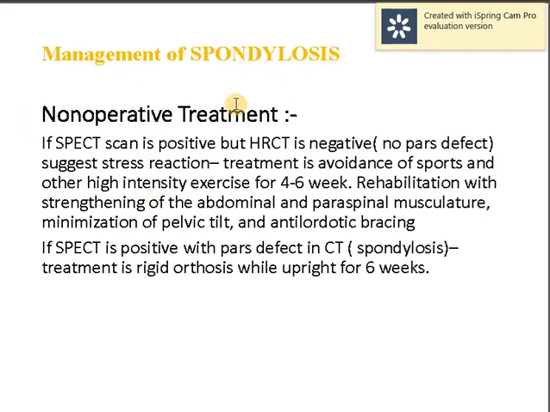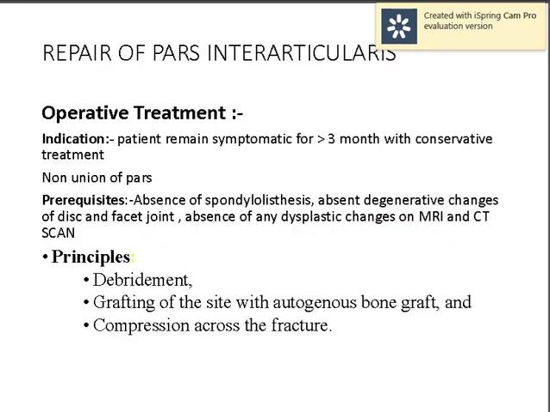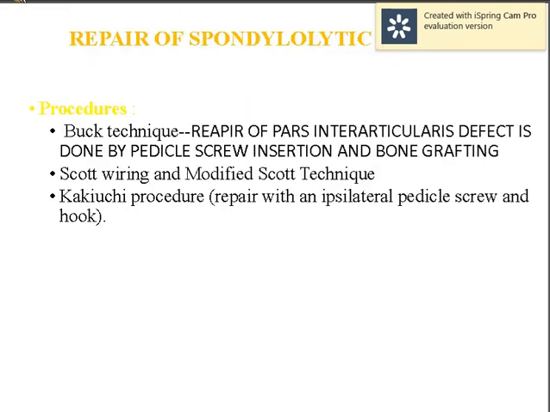So this is the non-operative treatment: avoidance of sports and other high-intensity exercises, rehab with strengthening of the abdominal and paraspinal musculature, minimization of pelvic tilt, anti-lordotic bracing, all these things. And then the operative procedure is the repair of the pars interarticularis.